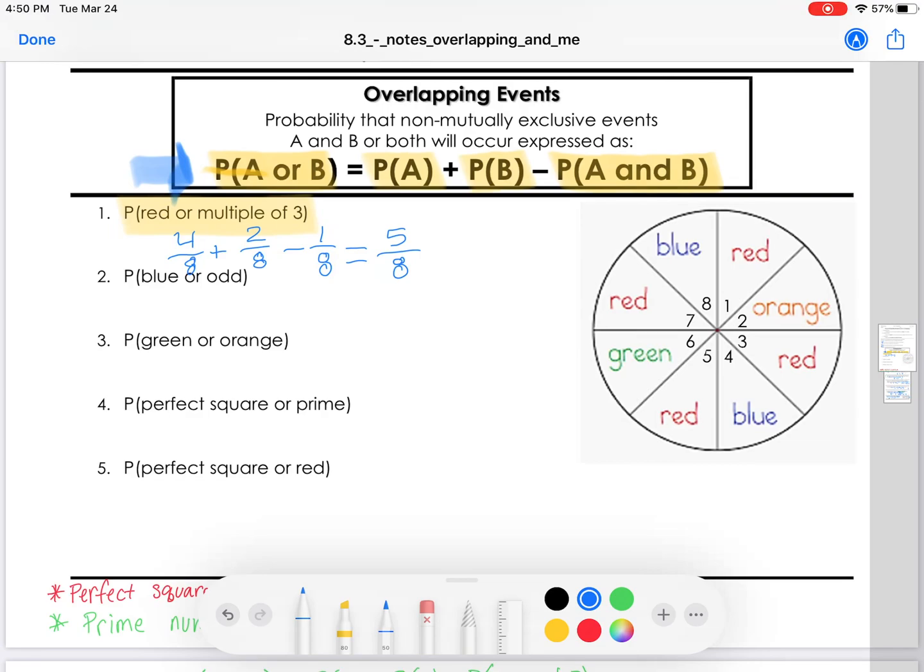For number 2, you should have gotten 6/8, which simplifies to 3/4. If you did not get that answer, go check the answer key for the written out work and see where you might have gone wrong. For number 3, you should have gotten 2/8, which simplifies to 1/4.